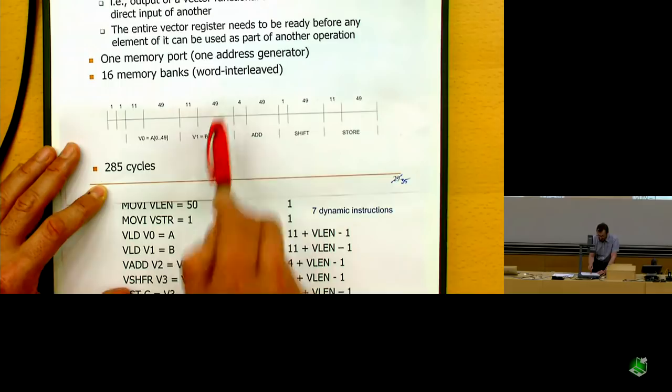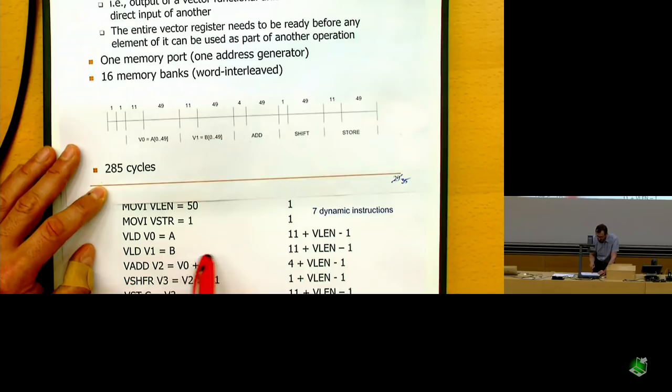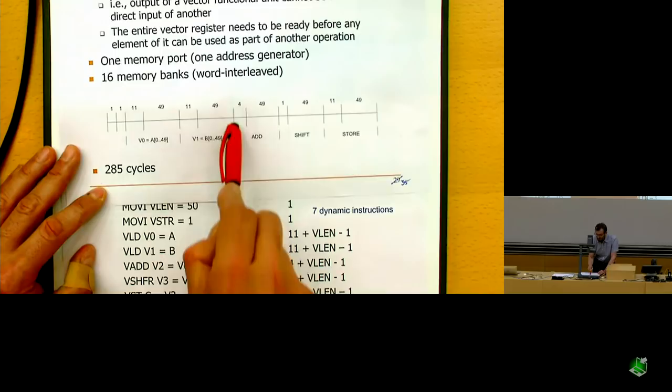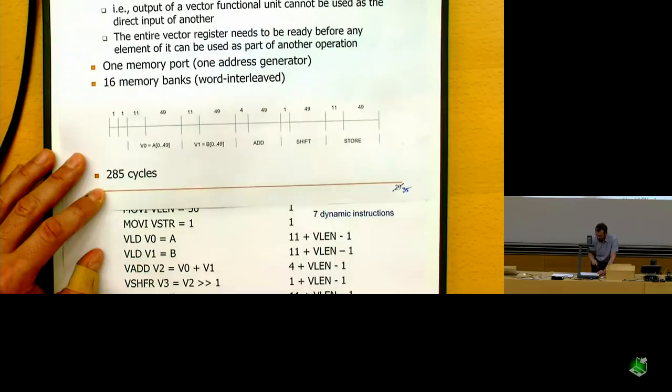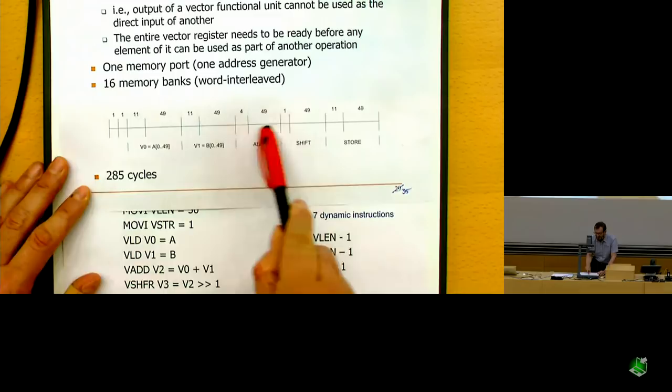You cannot start this add before any of these are completely ready. That's why this add needs to wait until both of these vector registers are completely full, all of those 50 elements are loaded. You can start that only after that. Now the first add, the add of the first elements takes four cycles, and the remaining elements take 49 cycles after that. That's fine, it's pipelined. You cannot start the shift, which is dependent on the add, until the full 50 element register is done with the add.